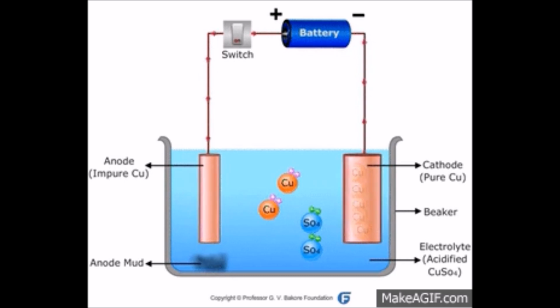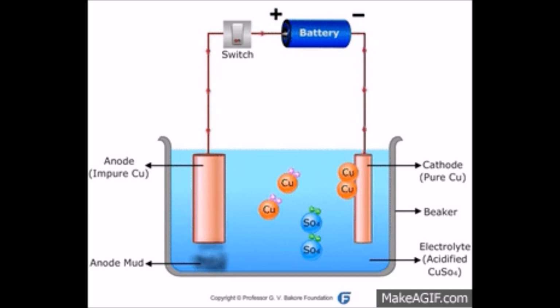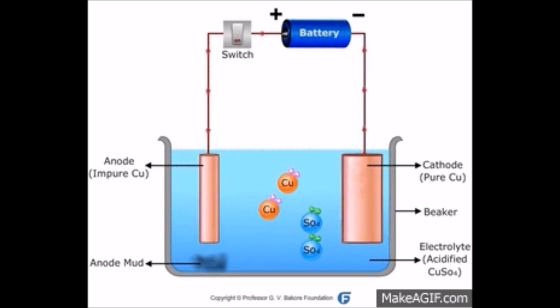The soluble impurities go into solution, whereas the insoluble impurities settle down at the bottom of the anode and are known as anode mud.